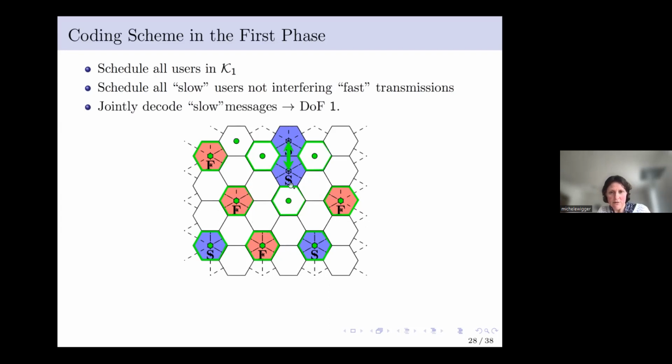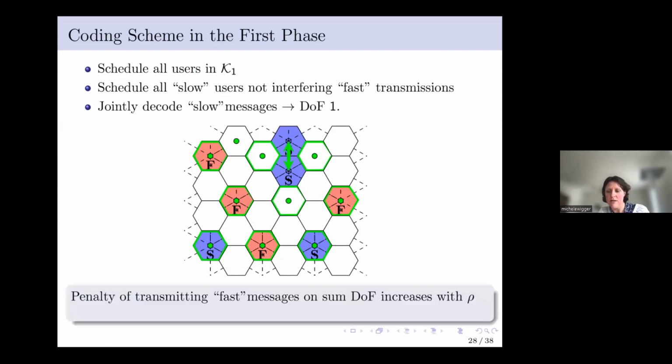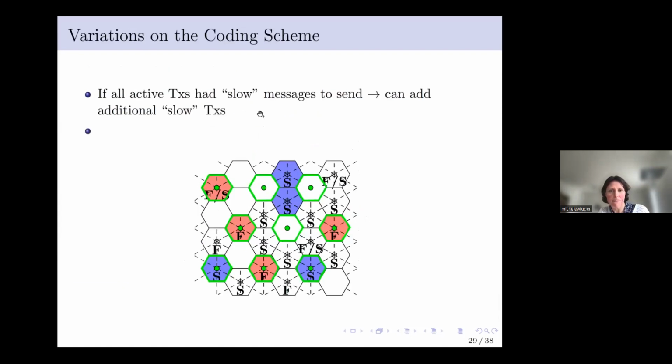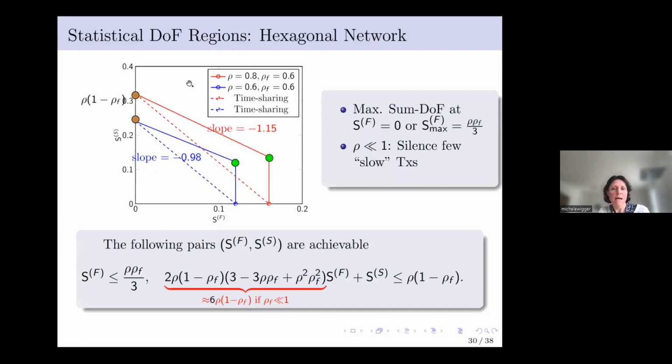Okay, and so now for the slow messages that we scheduled additionally, of course, we can use the receiver cooperation, and because they are isolated and they can cooperate, we can get the DoF on all of them. So interference-free decoding. Yes, so these are the variations, as I already mentioned. Let me skip that. So what is the performance we get with this scheme?